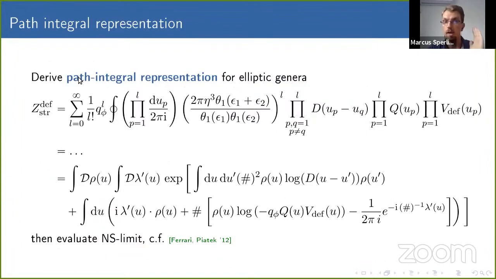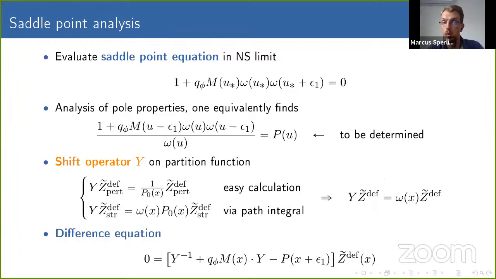First of all, we take a path integral representation that tells you you start from the elliptic genera and you sum them all up. And we do some manipulations such that we get a path integral in two path integral variables. One is sort of a density rho and the other one is an auxiliary lambda. And then within this path integral, we can now perform the NS limit and we get the dominating contribution from the saddle point equations. And these saddle point equations are now used to derive the quantized Seiberg-Witten curve.